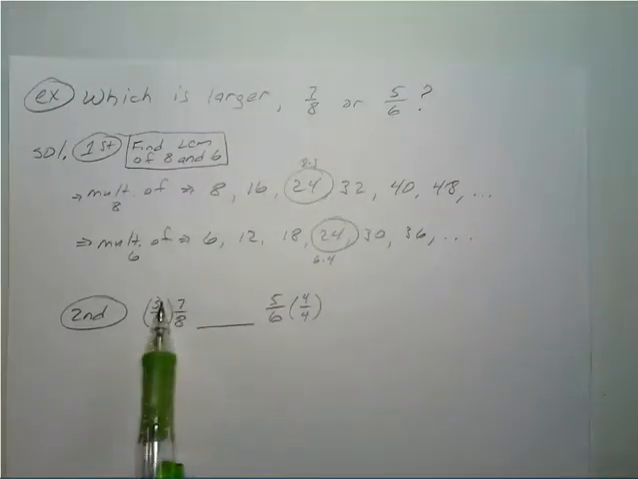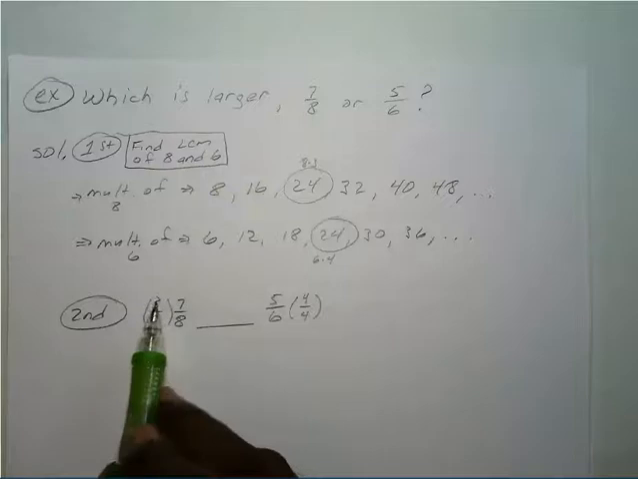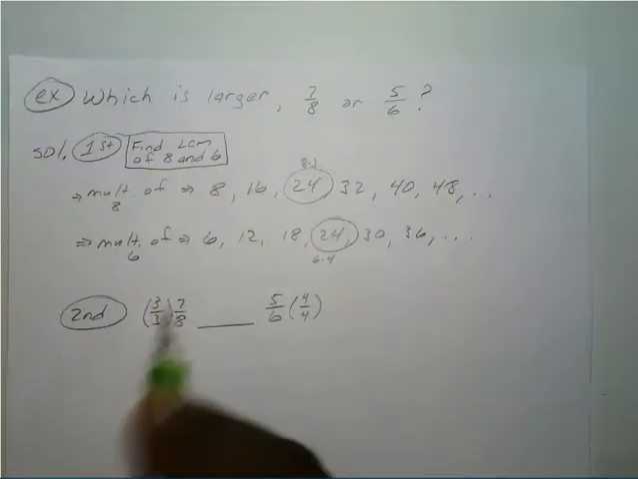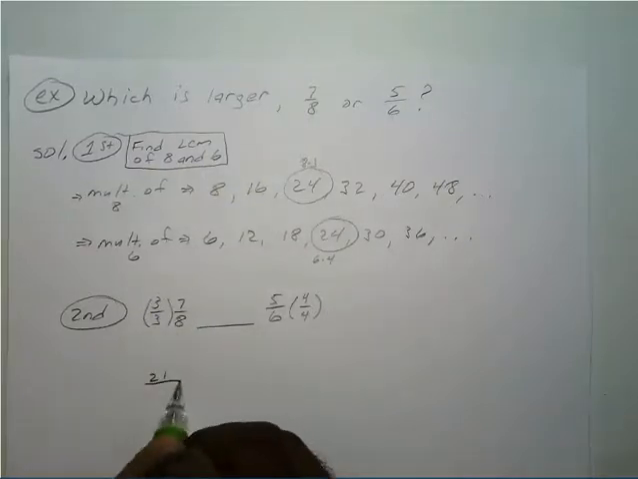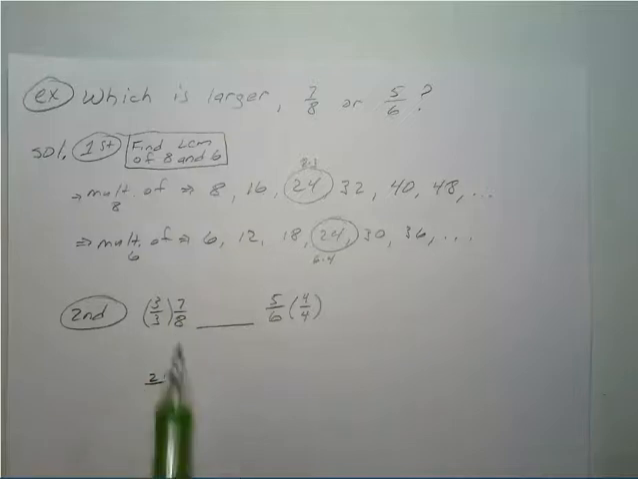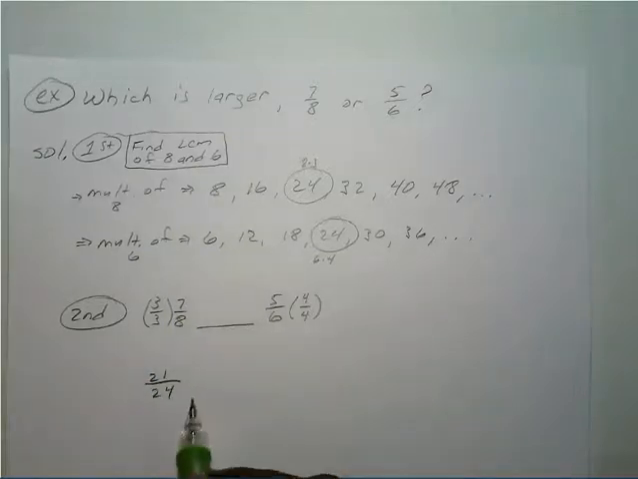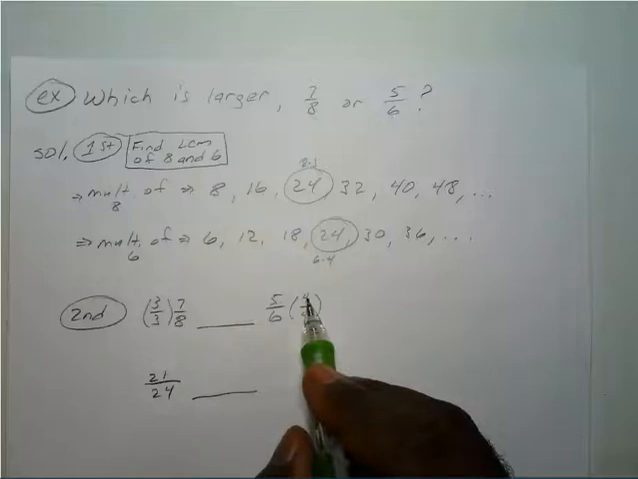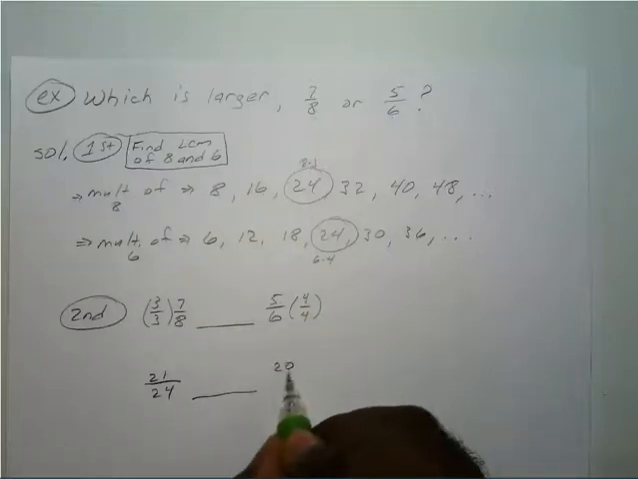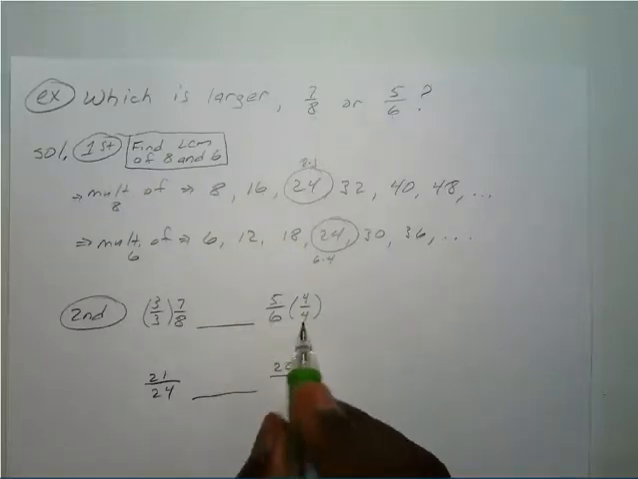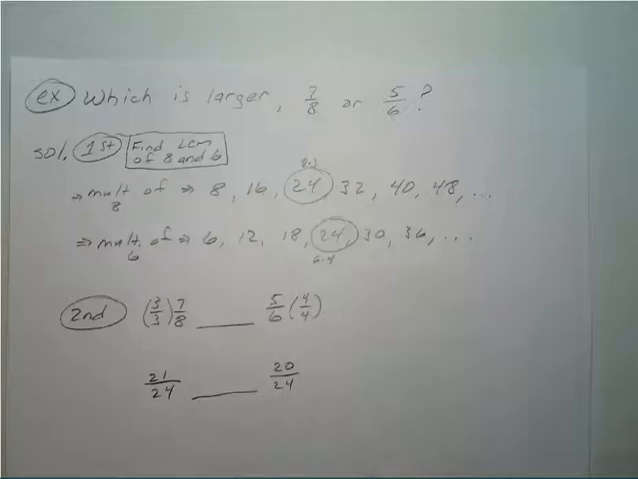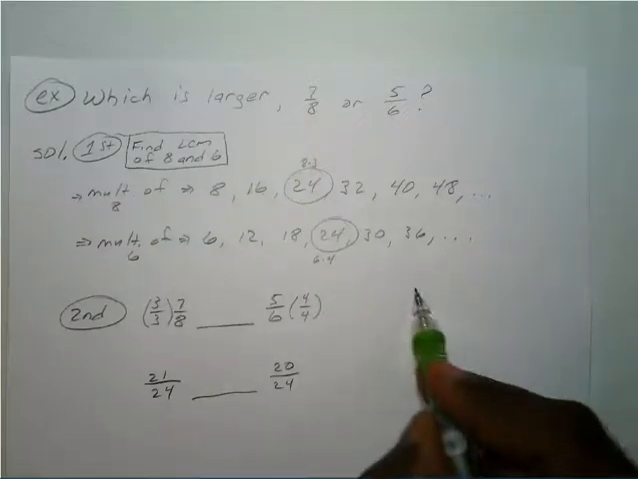Okay, so now we just go ahead and multiply it across. So 3 times 7 is 21, over 3 times 8, which is 24. 5 times 4 is 20, and 6 times 4 is 24. So we have our equivalent fractions.